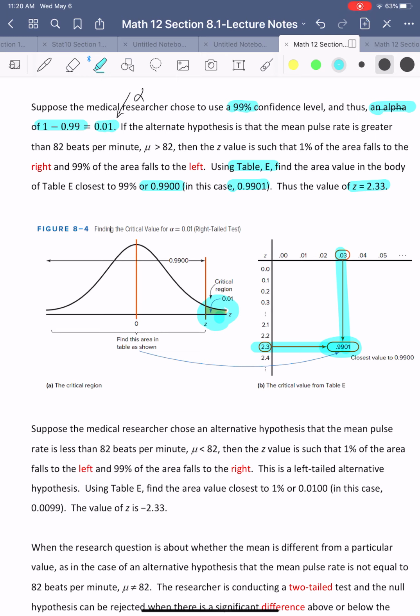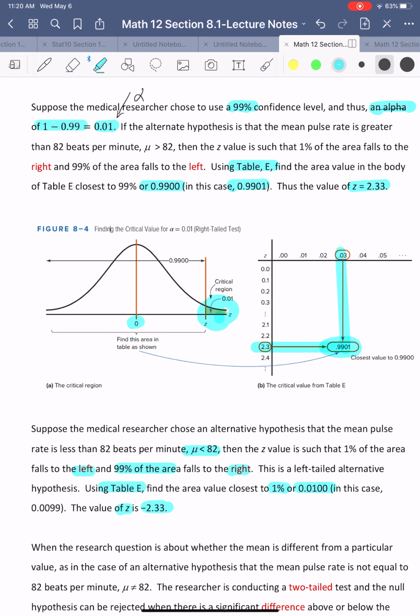Suppose the medical researcher chose the alternative hypothesis that the mean pulse is less than 82 beats per minute, so mu is less than 82. Then the z-value is such that 1% of the area falls to the left and 99% falls to the right. So this is a left-tail alternative hypothesis. Using Table E to find the area close to 1%, which is 0.0100, the z-value is going to come out negative because the 0 is in the middle.